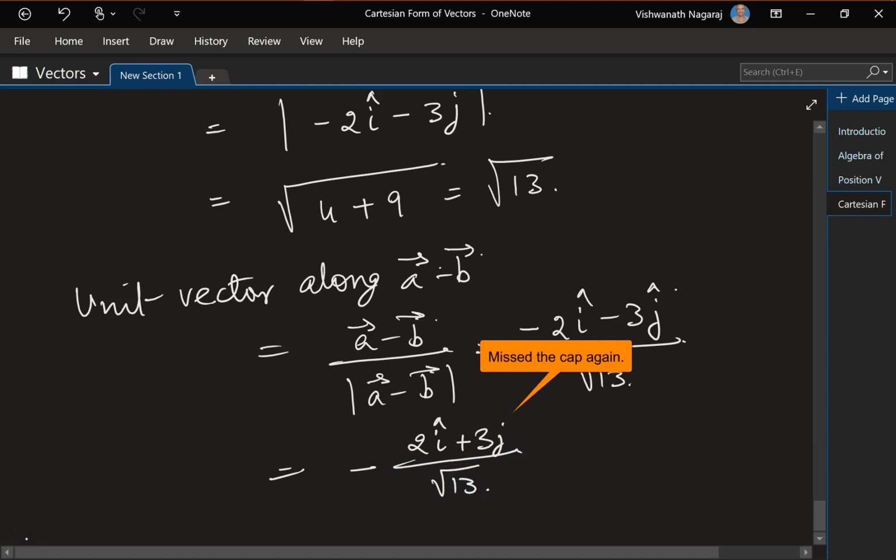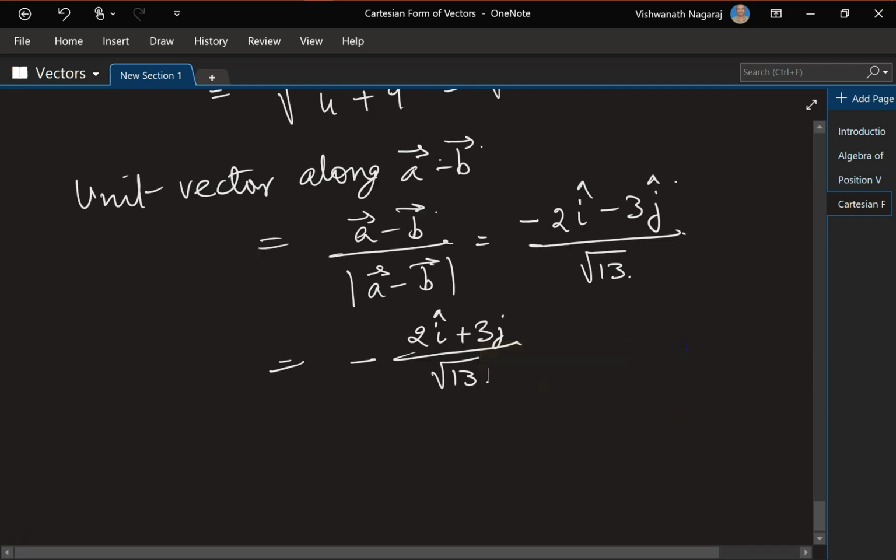Vectors is a very important topic which you will use extensively as you go forward. So make sure you understand this very clearly.